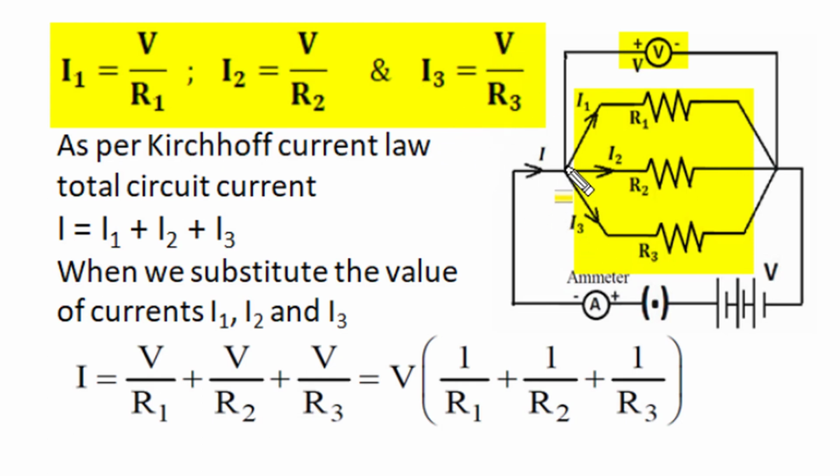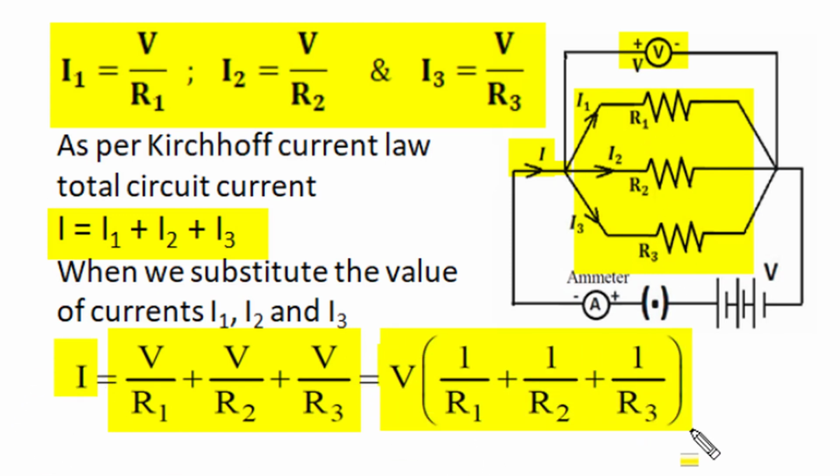And as per Kirchhoff's law, at this junction, the incoming current I is equal to the sum of outgoing currents I1 plus I2 plus I3. And if I substitute the values of I1, I2, I3 in terms of voltage and resistance, then this voltage is common in the parallel connected resistances and is brought out, then our relation of total current with the three resistances is as shown.